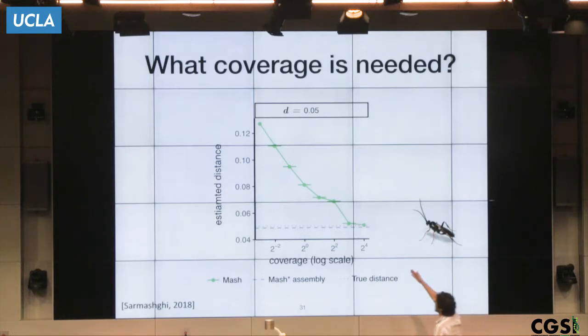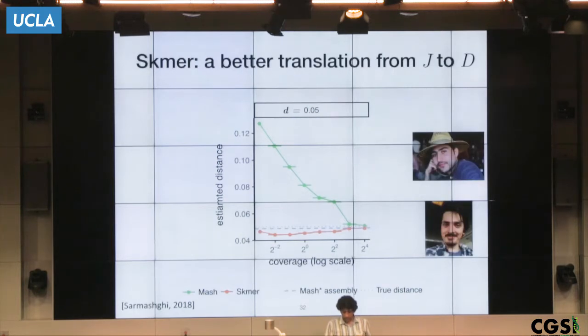But you need something like 8x coverage for this particular case. And so what Shahab, who is here, also did was he took that formula that translated Jaccard to Hamming distance and updated it so that it can take care of low coverage as well. It has a way of estimating coverage and taking coverage into account.